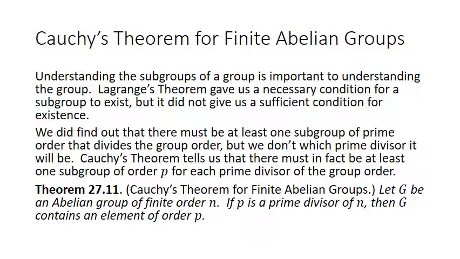So Cauchy's theorem tells us that there must in fact be at least one subgroup of order p for each prime divisor of the group order. I will say, however, that this theorem only applies to finite abelian groups, so it's not for every group, but just for the finite abelian ones. So, Theorem 27.11, Cauchy's theorem for finite abelian groups. Let G be an abelian group of finite order n. If p is a prime divisor of n, then G contains an element of order p. And of course, that element of order p would generate a subgroup of order p as well.